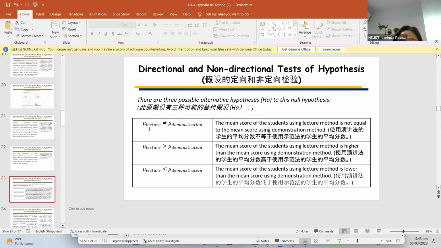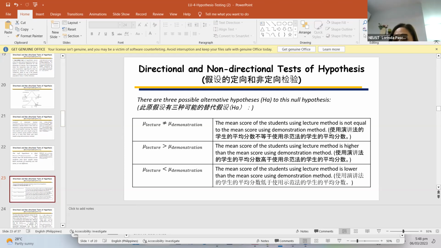So first is that we can say that the mean scores of those students who are subjected to lecture type of teaching is not equal to the mean scores of the students who are subjected to a demonstration type of teaching. So the mean score of the students using lecture method is not equal to the mean score using demonstration method. That is the alternative.